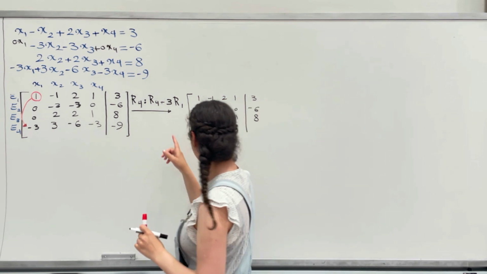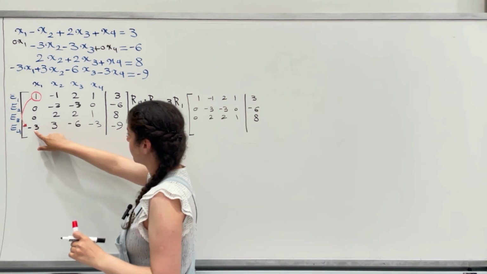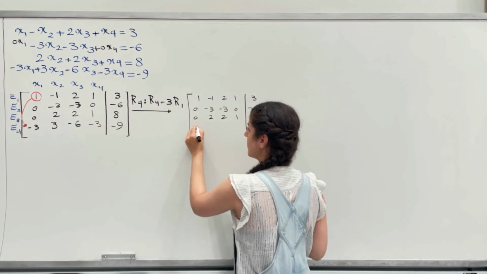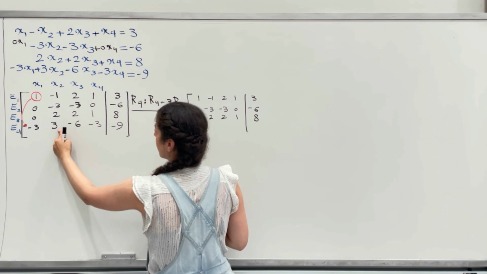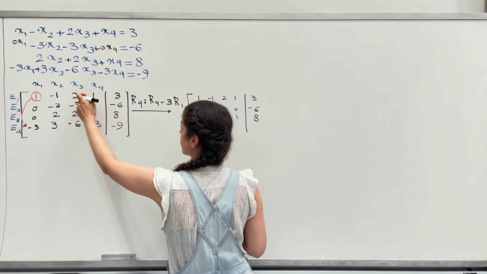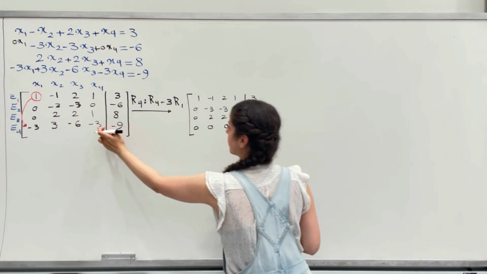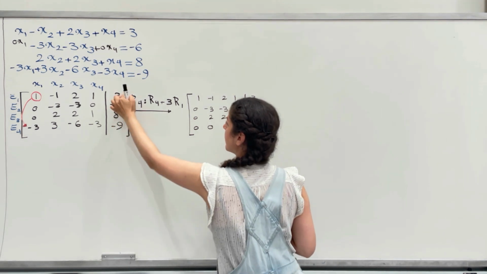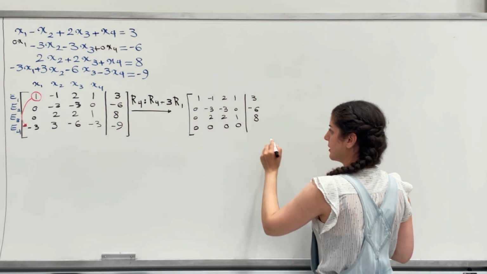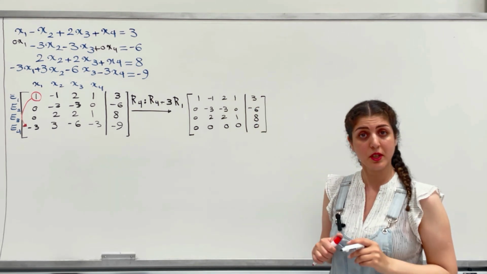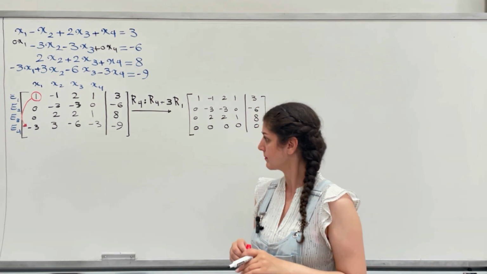Now, let's do the calculation here. -3 plus 3 times 1 gives us 0. 3 plus 3 times -1, 0. -6 plus 3 times 2. -3 plus 3 times 1. -9 plus 3 times 3, which is again 0. So we got a 0 row, right?